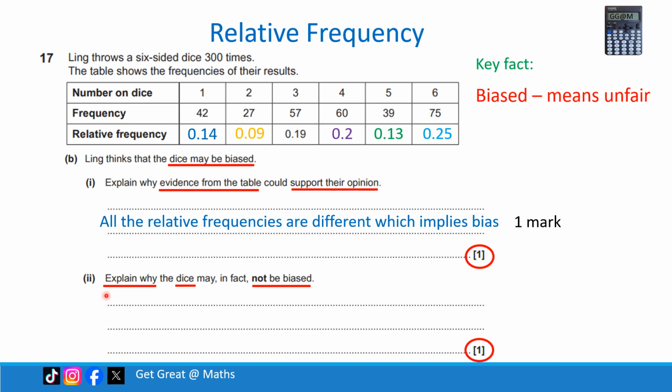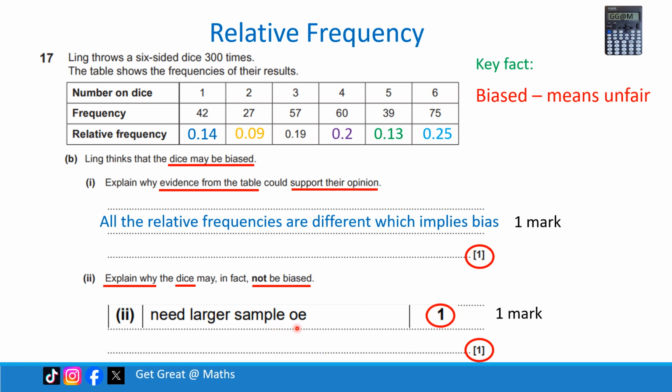Now in part 2, we've got to go the opposite way. So we've got to explain why it might not be biased. Now at the minute, all these values here are different, but we want all these values to be the same. So all you've got to write down is what the mark scheme says, that you need a larger sample. So this means if you did more times of throwing the dice, so we were told 300 times in this question, if you did it more than 300 times or equivalent, so this OE here means or equivalent, you would have got the 1 mark for this.